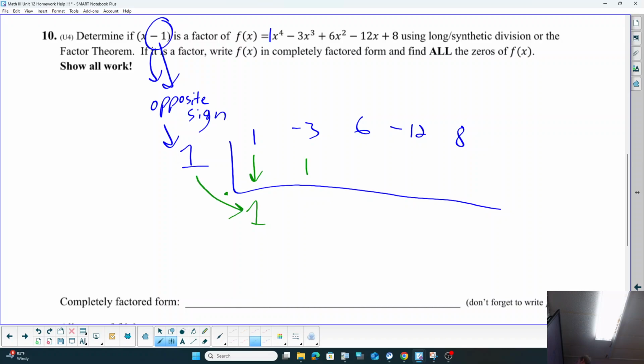1 times 1 is 1. 1 with a negative 3 is a negative 2. 1 times negative 2 is negative 2. With the 6, so 6 with the negative 2 is 4. Multiply, combine it. Good. And you should get a remainder of 0.